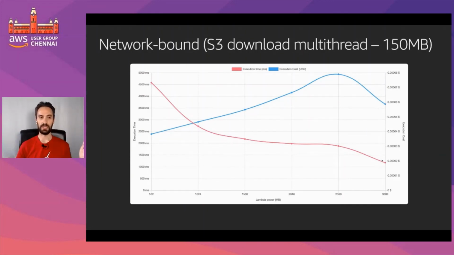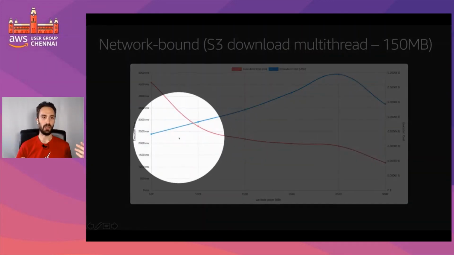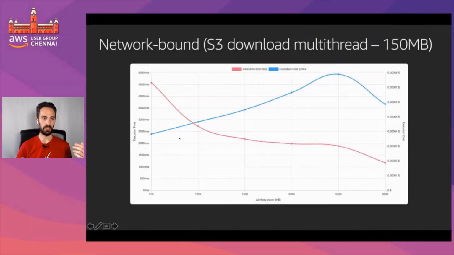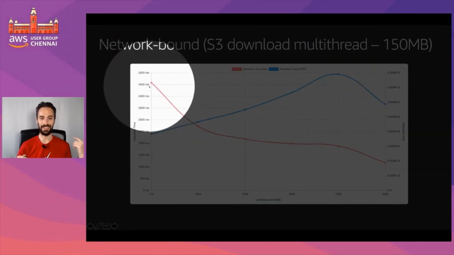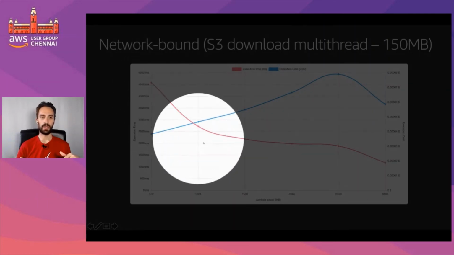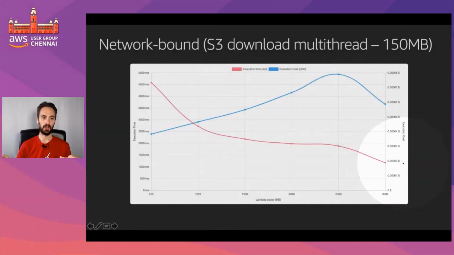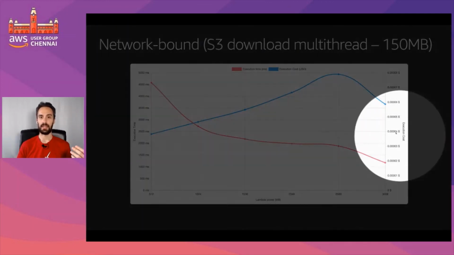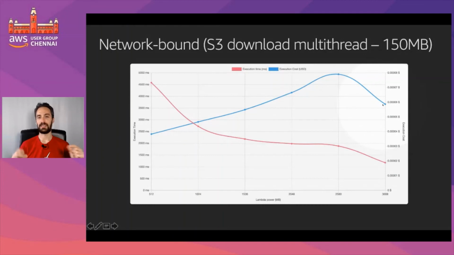So totally different. Now, even the slowest execution is already faster than the fastest execution I had before. So with a lot of power, I can go down to slightly over 1 second. So from 5 seconds to 1 second, I'm five times faster. And I'm more or less at the same cost range. So just change one line of code, enable multi-threading, and the pattern is very different.